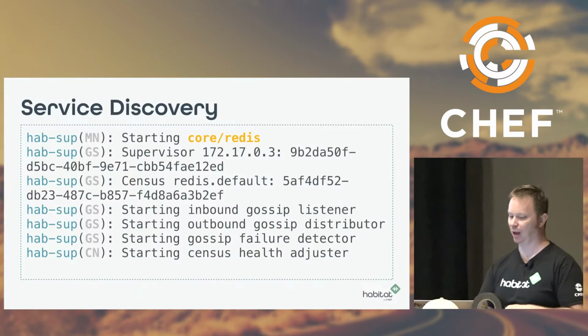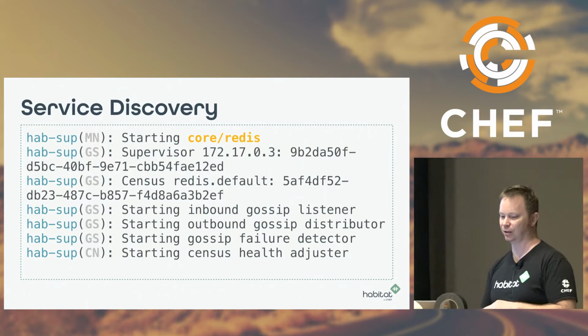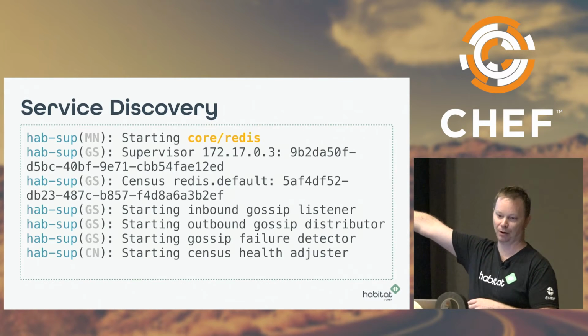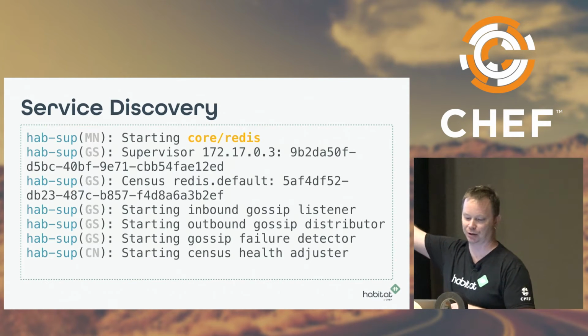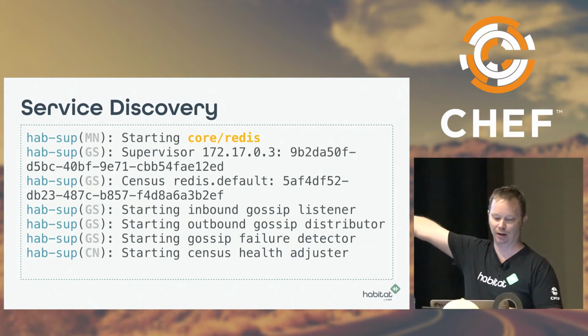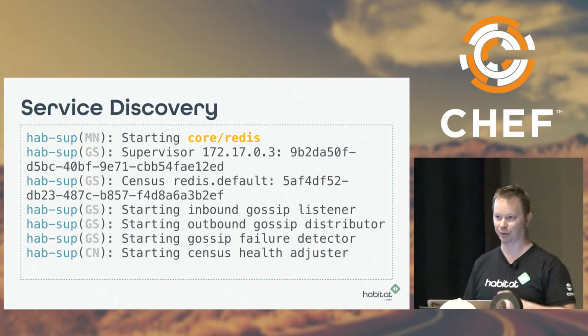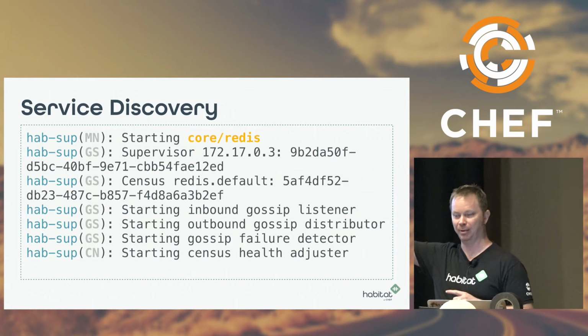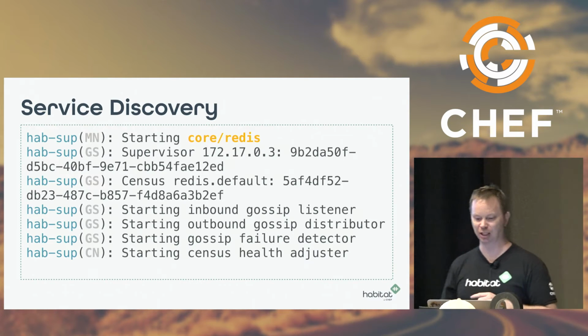So when we start up a service, like the core Redis package, we can see that there's some information about the gossip listener and the distributor. And we also have the supervisor running on this IP address. So when we start other applications and services that need to use this, we can tell it to talk to that IP, and then that will join the gossip ring.